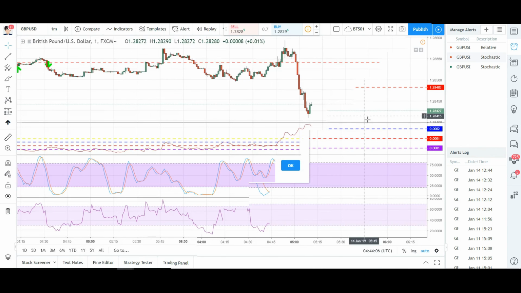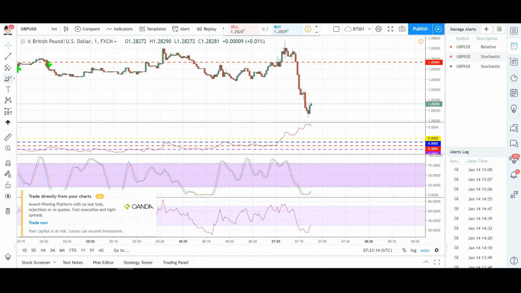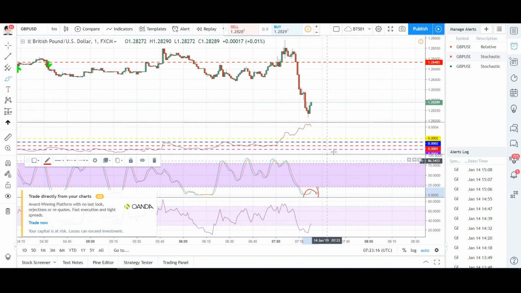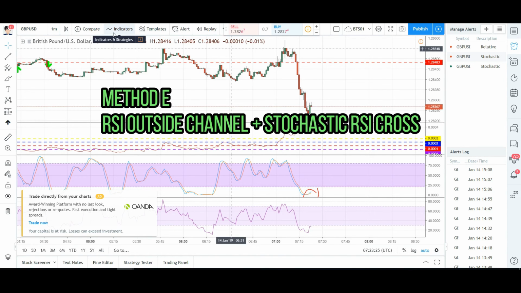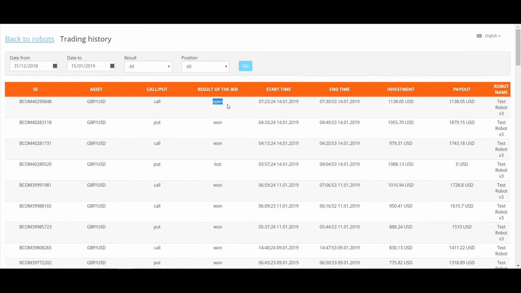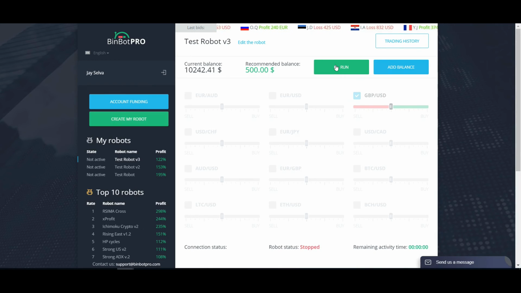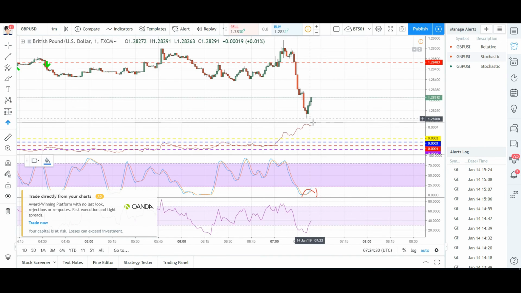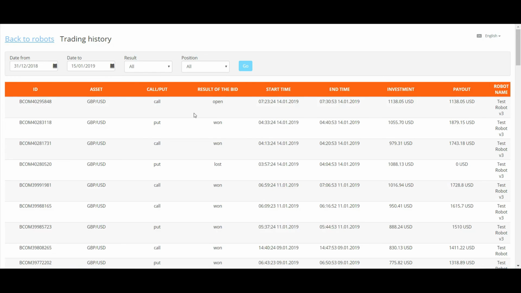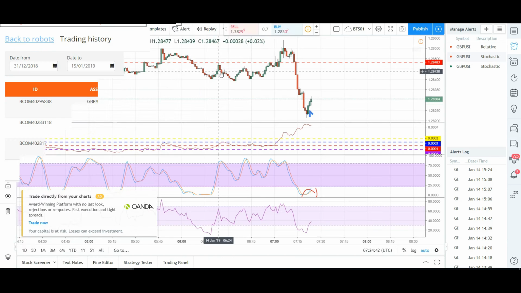Alright guys, sorry, I actually executed a trade just now due to this X form at this stochastic cross. So it's right here, you can see it's already activated, test robot V3. So this is basically a method E, so the RSI went out of channel and I was waiting for a cross, and we have an open trade right now. So it's a call trade. So let's see, at this bar over here, I think it's about 722 or 721, let me see. Okay, yeah, 723 actually. So open trade at 723 call.